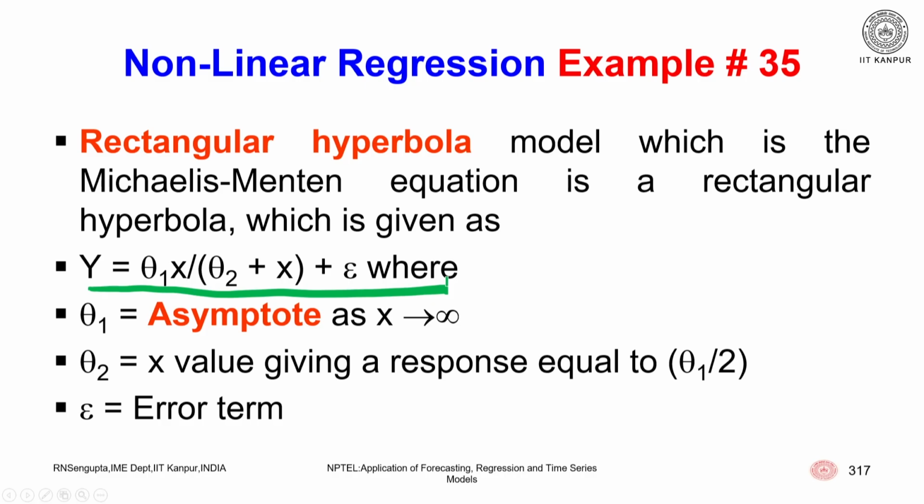As you know, y is the dependent variable, and in the nonlinear regression, in the numerator you have theta 1 into x and in the denominator you have theta 2 plus x. So, the numerator is multiplied, the denominator is added. Theta 1 is the asymptote as x tends to infinity, because as x tends to infinity you get the ratio which gives the asymptotic value as you increase x. And theta 2 is the x value at which the response is equal to theta 1 by 2, and epsilon is the error. Now, I need to spend some time on the error.